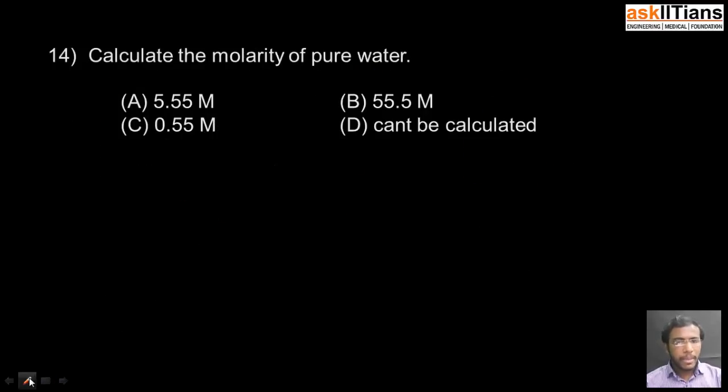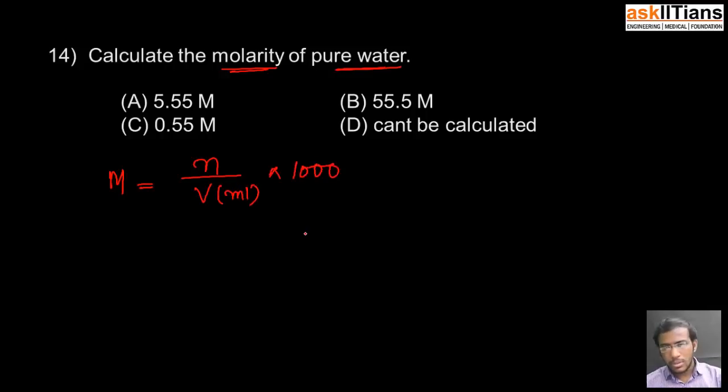Question number 14. Calculate the molarity of pure water. Which you can easily calculate just from the definition of molarity itself. Molarity is the number of moles of solute divided by the volume of the solution in ml into 1000. Or otherwise you can say number of moles by volume, where the volume is taken in liters, and the number of moles is mass by molecular mass, into volume in liter.